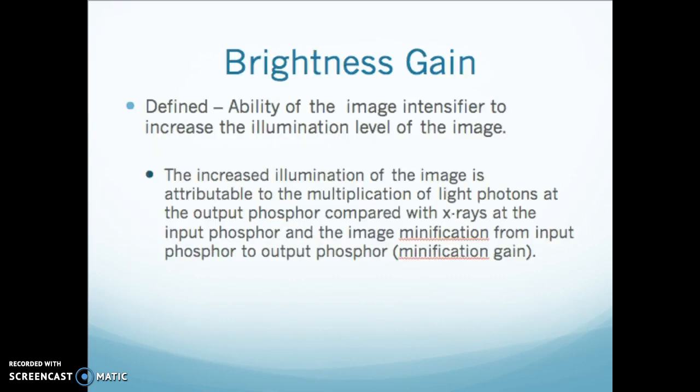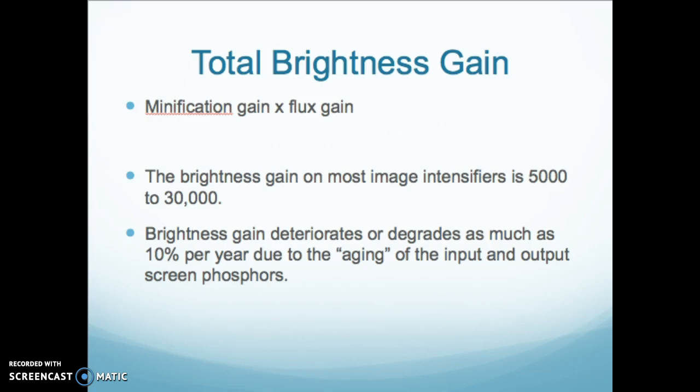Brightness gain is defined as the ability of the image intensifier to increase the illumination level of the image. So the increase in illumination of the image is attributed to the multiplication of light photons at the output phosphor compared to the X-rays at the input phosphor, and the image minification from the input phosphor to the output phosphor, so minification gain. So here's your formula. It's actually easier to see it than try to understand it. So you have to solve for your minification gain first, then multiply it by your flux gain.